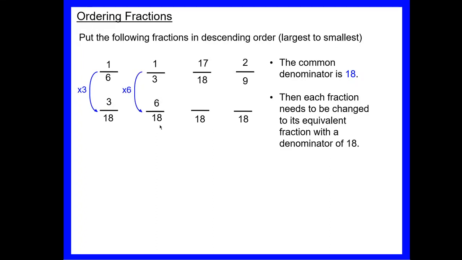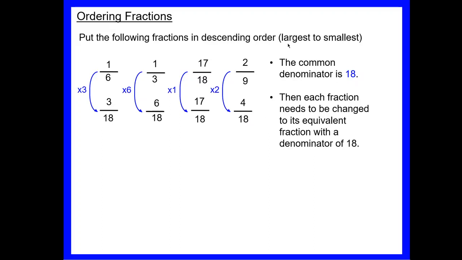1 times 6 is 6. To get from 18 to 18, I'm just going to multiply by 1. So 17 times 1 is 17. So if you have the same number already, you don't have to change it. Look, it ends up exactly the same. From 9 to 18, we've multiplied by 2. 2 times 2 is 4.